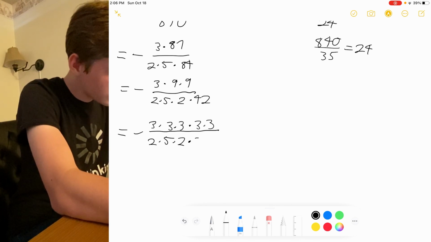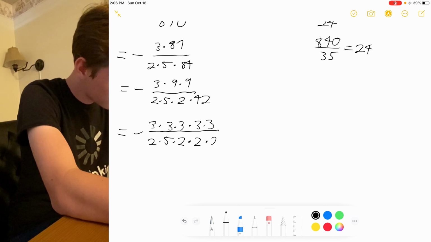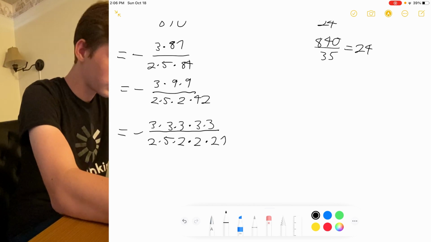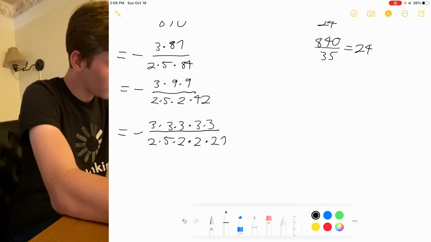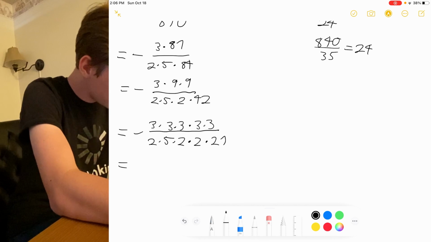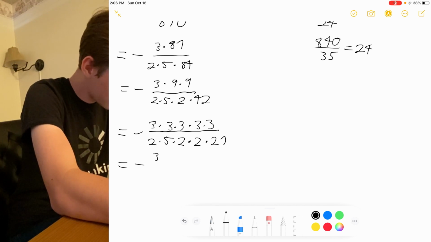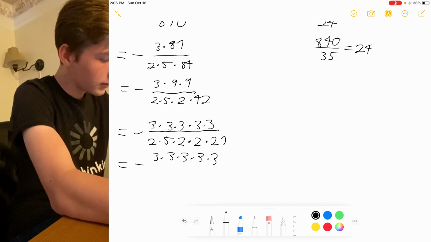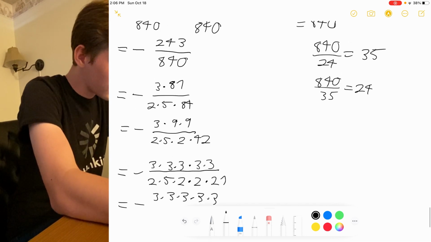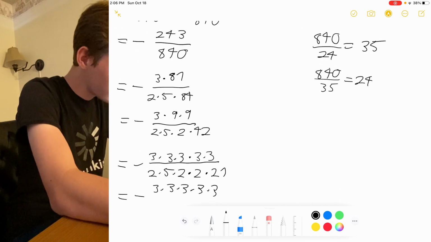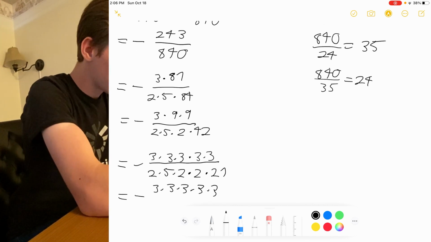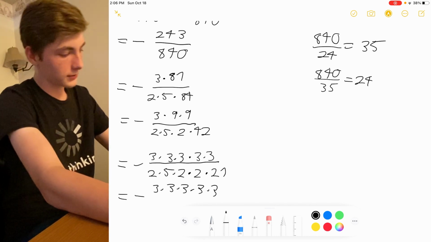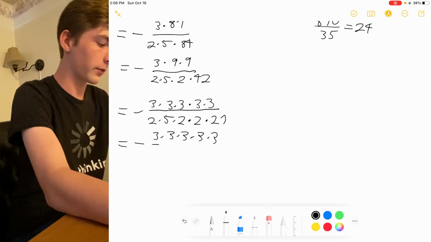42 is also divisible by 2, right? So that's going to be 2 times 21. So 252 here, and then this just became 2 times 21. 21's not divisible by 2 anymore, but it is divisible by 7 and 3. So this is going to be 3 times 3 times 3 times 3 times 3. So you might actually notice this 243 on the top was actually the same as 3 to the 5th. I did not plan that. That just happens to be the case, and you can tell that from the prime factorization.